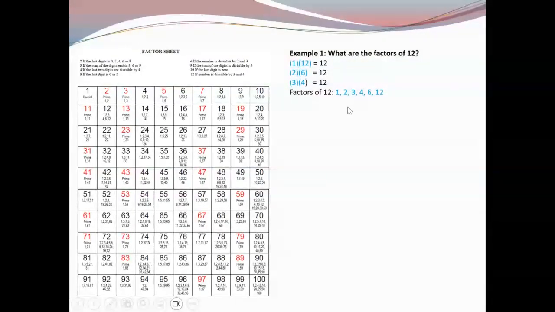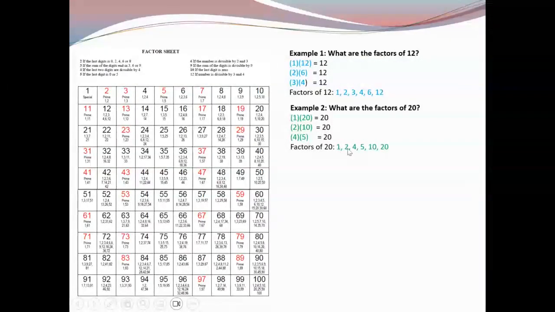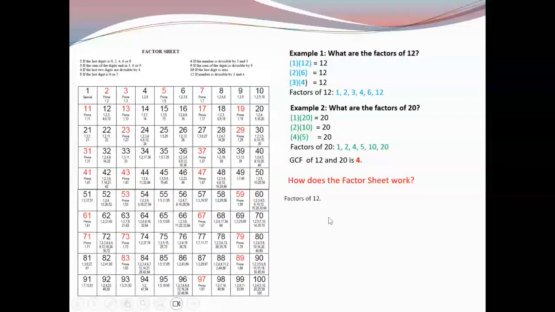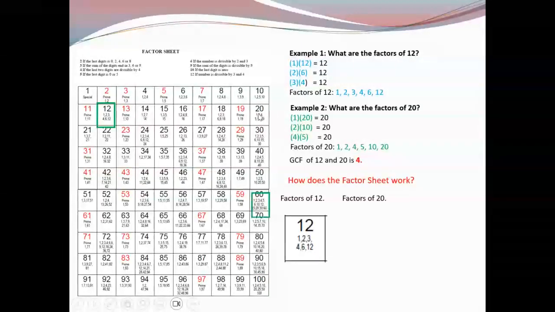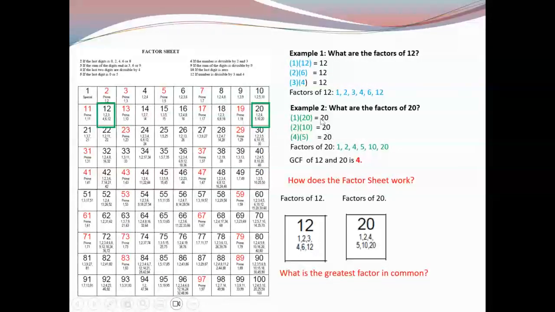Example 1, right? These are the same factors as before. Of 12 is 1, 2, 3, 4, 6, and 12. And 20 was 1, 2, 4, 5, 10, and 20. So here's how the factor sheet works, right? The GCF was 4. So we're going to go to 12. There's 12. So I'm going to put it here on the right. There's my 12. Then my 20 is here at the corner, so I'm going to put it right next to it. So right away, it's obvious that the highest number they have in common is my 4. You see, so without actually listing the factors, you'll be able to get them here.